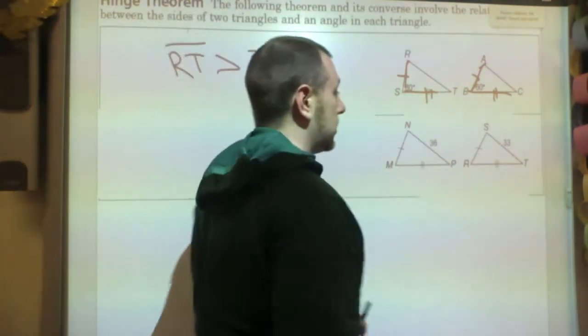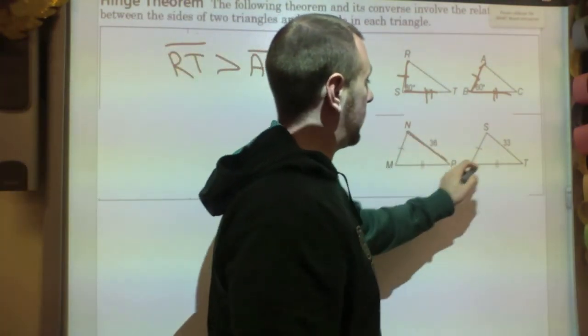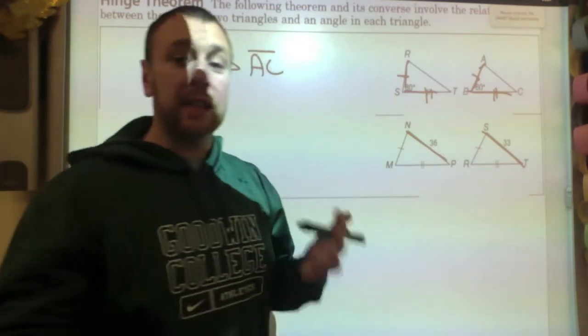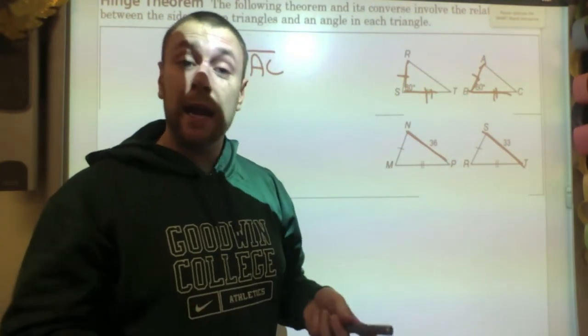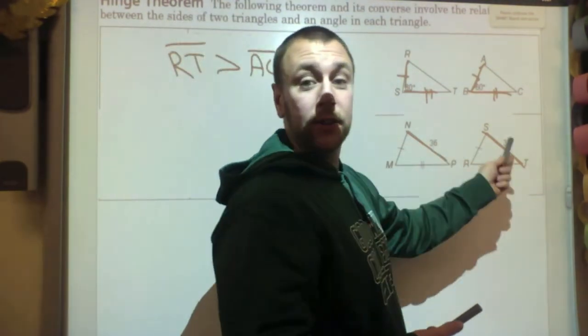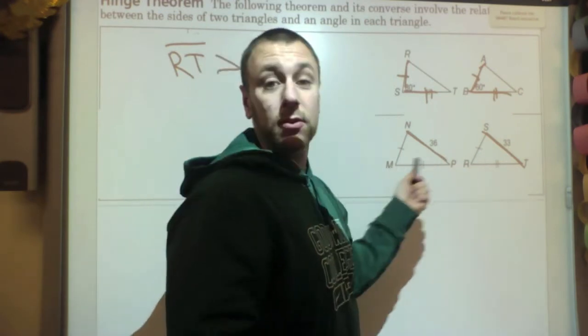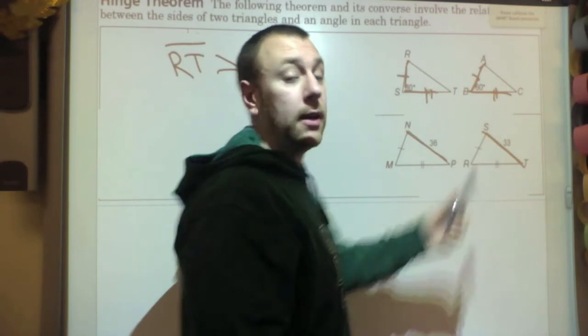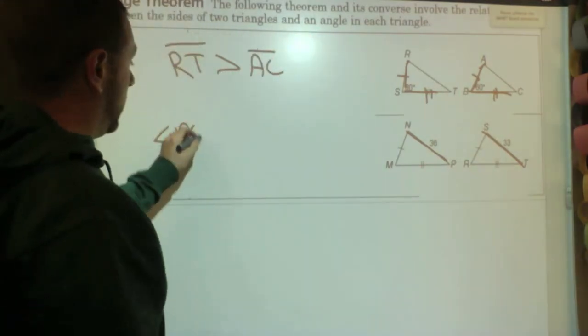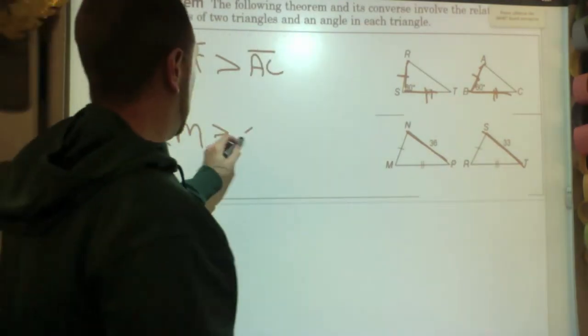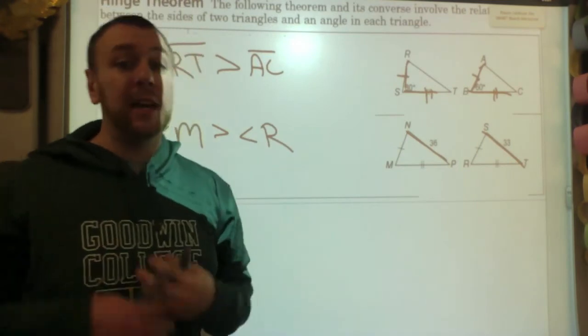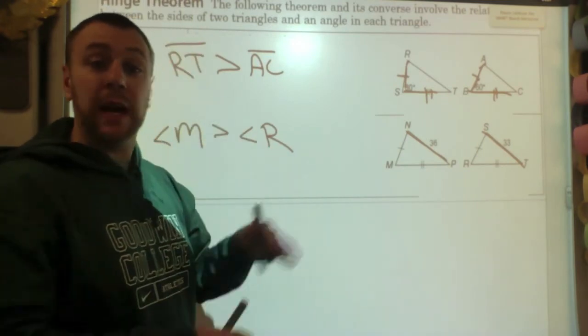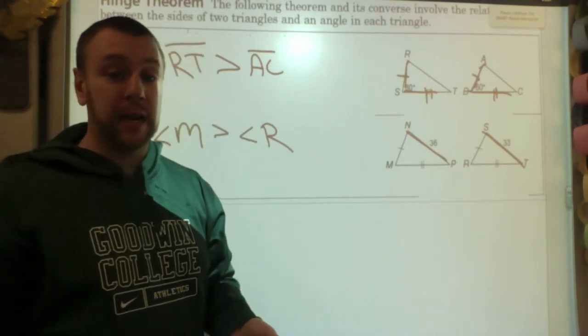Now, the reverse. Let's say I have 36 and 33, same type of picture. Now I gave you the segments, and I can rate the angles across from each other. 36 is bigger than 33, so angle M is greater than angle R. And then I'm done with that. All I'm doing is ranking the sides.